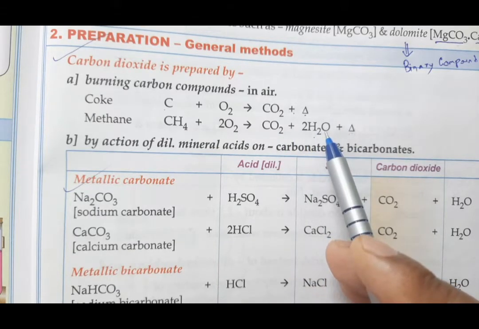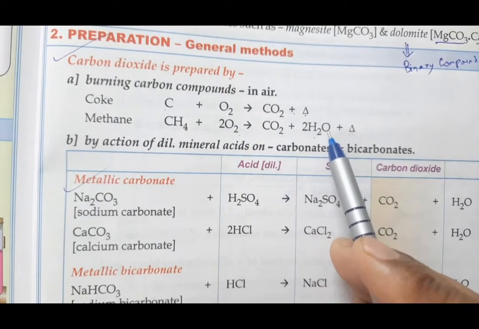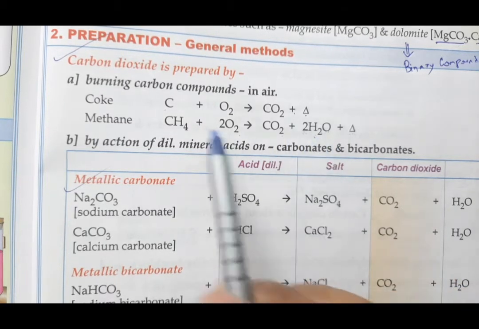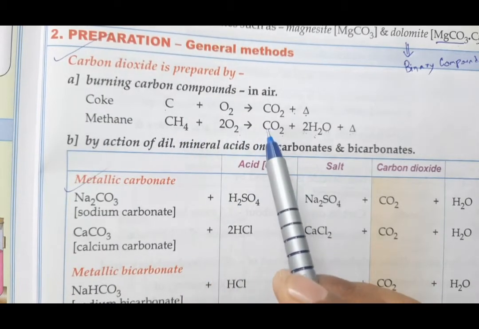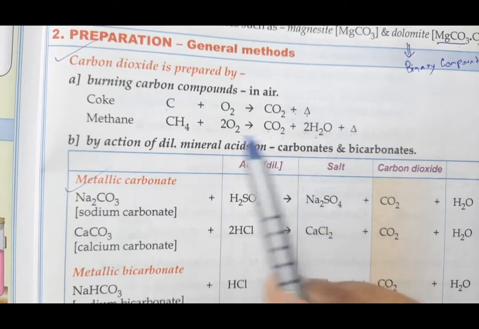Here is oxygen. Start balancing from the odd oxygen. This is even oxygen, this is even, but this is odd. To make it even, you put here 2. So once you put 2 here, oxygen becomes even. So hydrogen becomes 4, 2 2s are 4, hydrogen 4 balanced, carbon 1 balanced. Oxygen: here is 2, here is 2, 2 2s are 4.